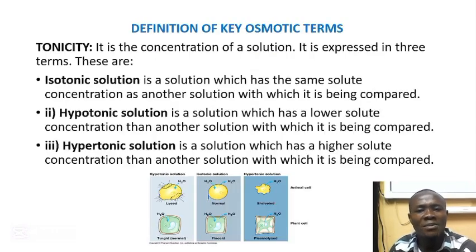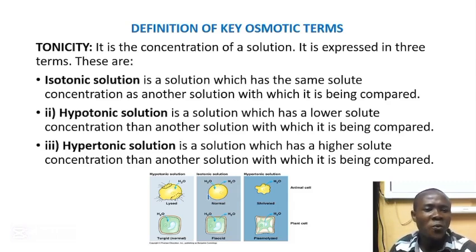So we have key terms that we are going to discuss, key osmotic terms. We talk about tonicity, which is talking about concentration of a solution. When we talk about tonicity, we are talking about the amount of solute in the solvent. If the amount of solute is higher in the solvent, we can say that solution is highly concentrated. But if the amount of solute in the solvent is less, we can say that concentration is what? Diluted, or we can say it is less concentrated.